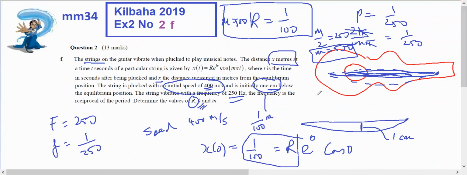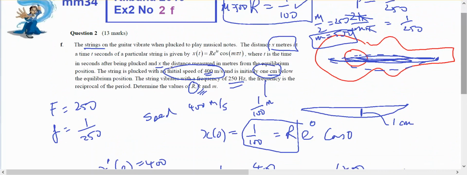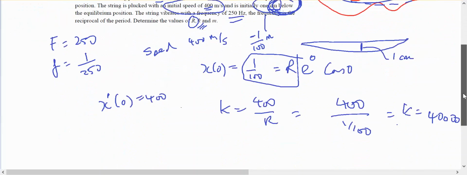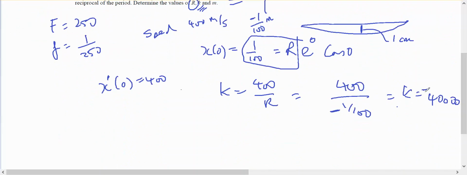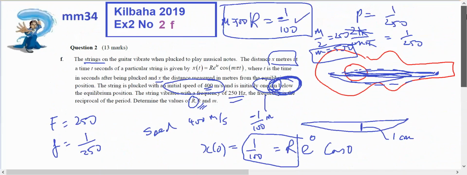Okay, let's just double check all this stuff. I'm thinking that R is 1 on 100 because at time 0, x, the distance measured in meters, initially was below. Okay, since it's below, it's down there, therefore x is -1, therefore R is going to be negative, which means when I find my K, that's going to be negative, which means K is going to be negative 40,000. R is going to be negative 1 on 100, M is going to be 500.